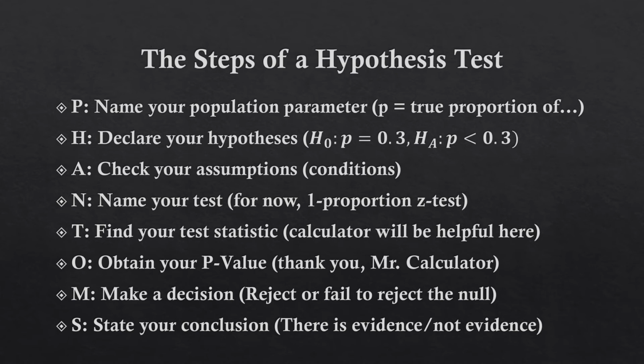O stands for obtain a p-value. And remember, this is what's going to determine, do we reject the null or do we fail to reject the null? Again, calculator is going to help you out a lot on that one. M stands for make a decision. So if you talk about your p-value, is that low enough? Is it not low enough? That's where we make the decision to either reject or fail to reject the null. And then finally, we want to state our conclusion in the context of the problem. So there is evidence of the alternate or there's not evidence of the alternate.